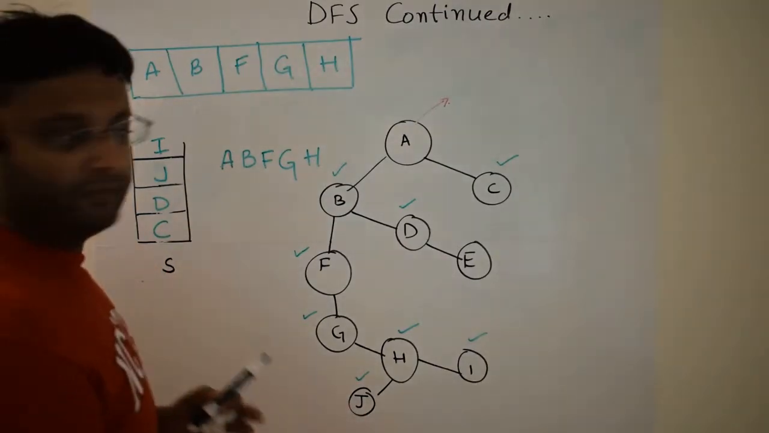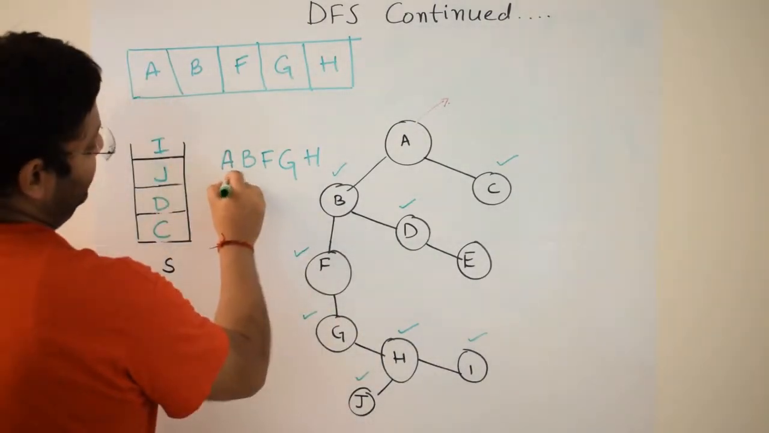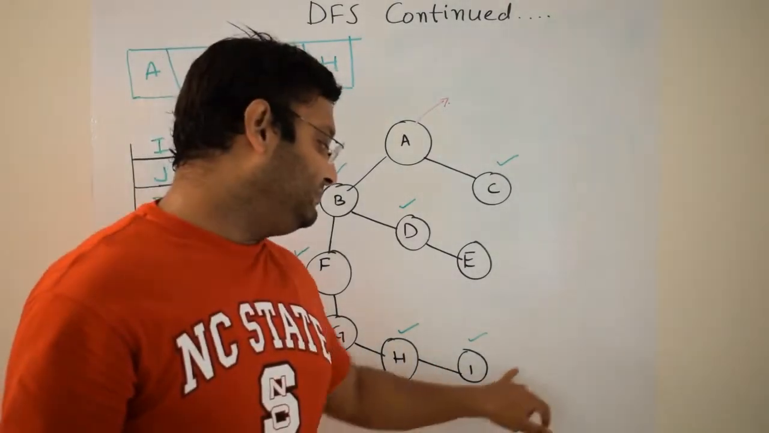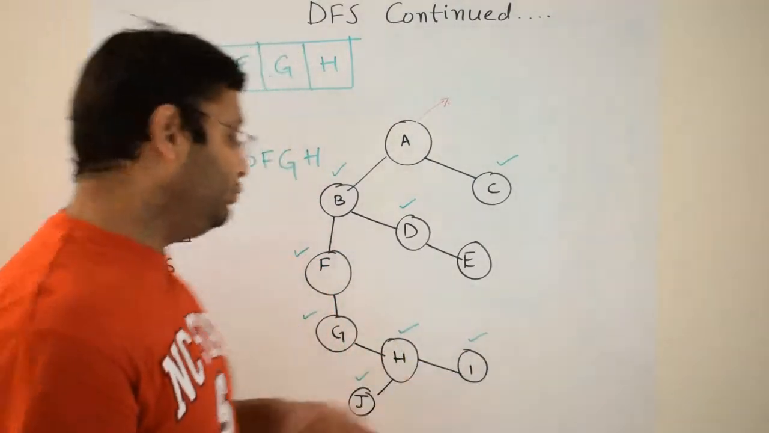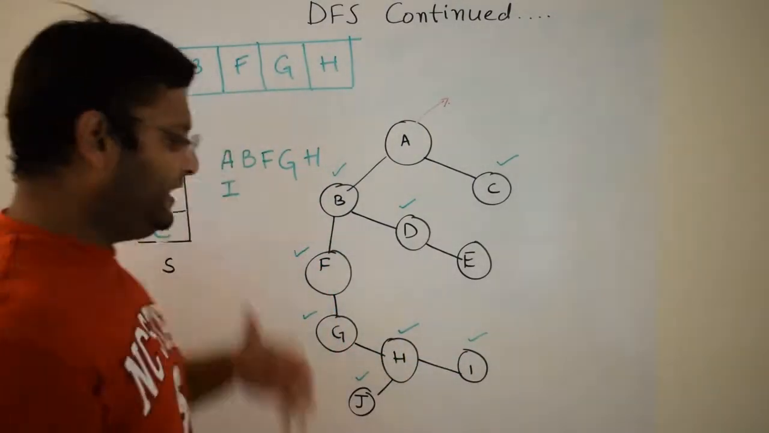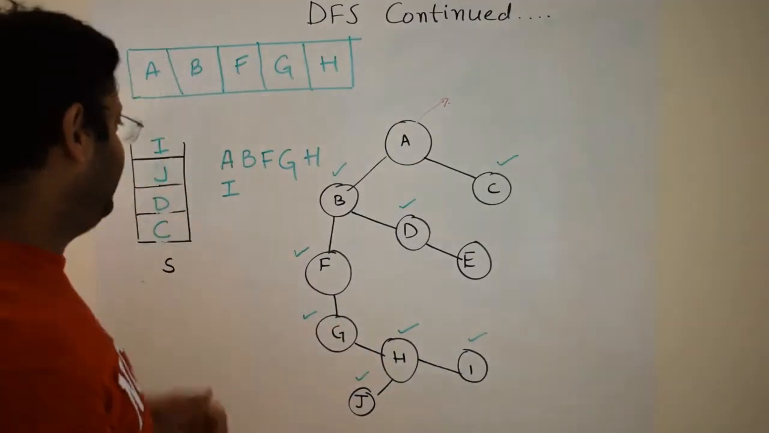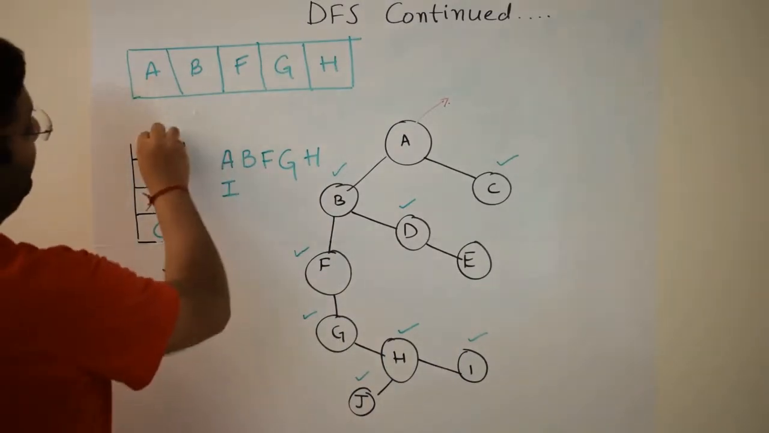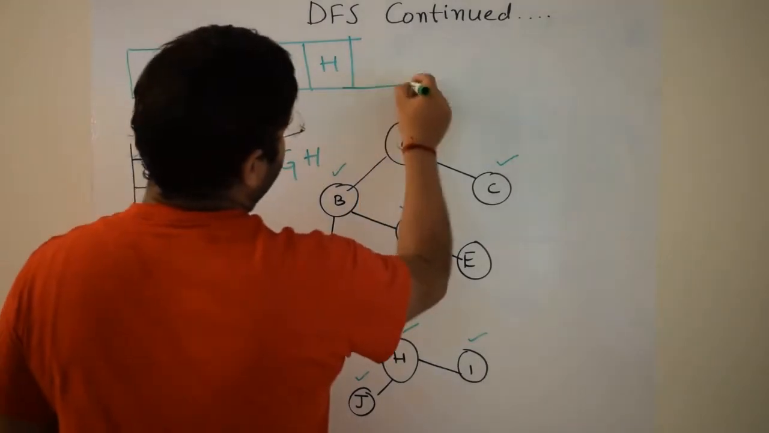Now what? Pop out I. Again the same check will be made on I. Are there any neighbors? In this case there is no neighbor of I that can be pushed, so we cannot push anything onto the stack. We go to the next element. So I, you have popped it out. I is now not on the stack. I has also been visited.